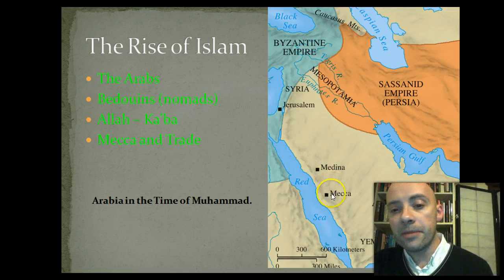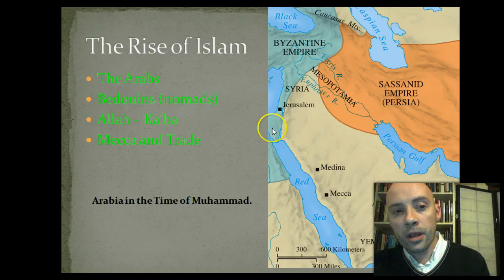Most of the Arabs were traders or merchants. The Kaaba was the main religious center. It was a place of worship where all the idols were worshipped. However, once Muhammad established Allah as the primary god of Arabia, only Allah was then worshipped in the Kaaba.